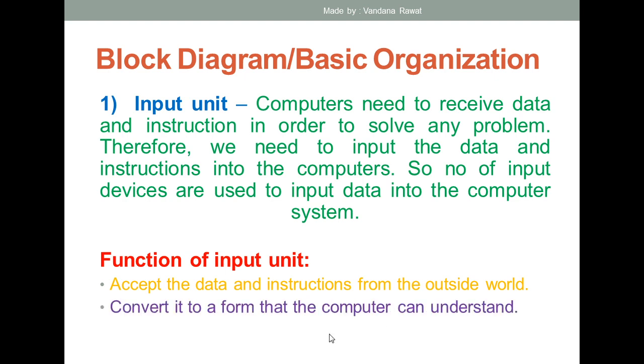Then after that, it converts the input into a form that the computer can understand, because we are giving input in the form of images, numbers, and characters. But the computer doesn't understand that language. First of all the data is converted into machine language, which the computer can understand. Only then does the data go for processing.